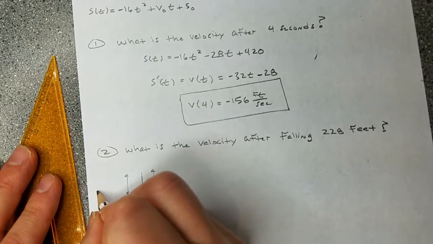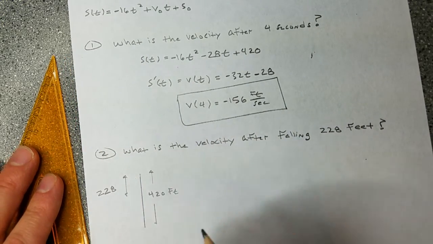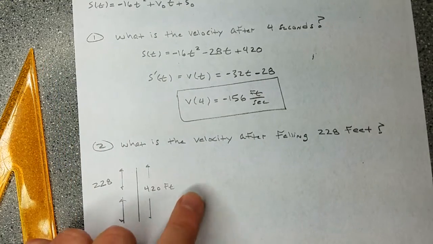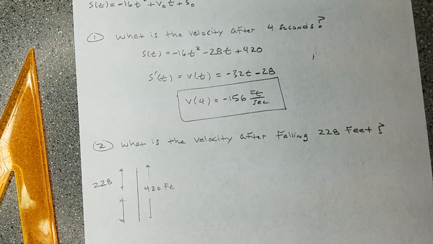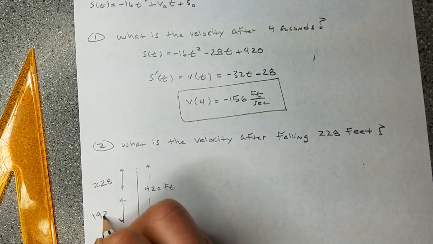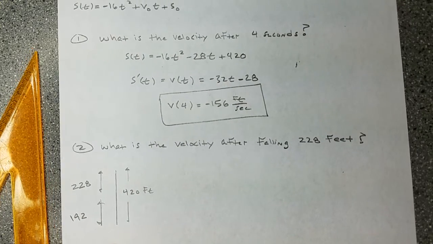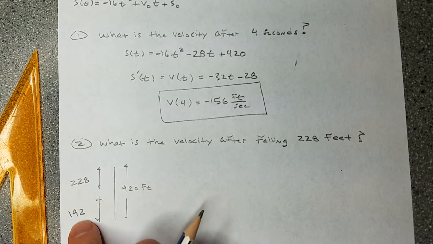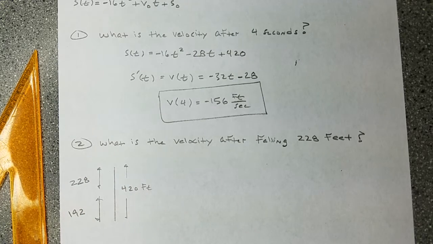Or 228 feet. And how high above the ground is it? Well, I need to do 420 minus 228 in order to figure that number out. And that turns out to be 192. So when you say the object fell 228 feet, you're telling me it's 192 feet above the ground.